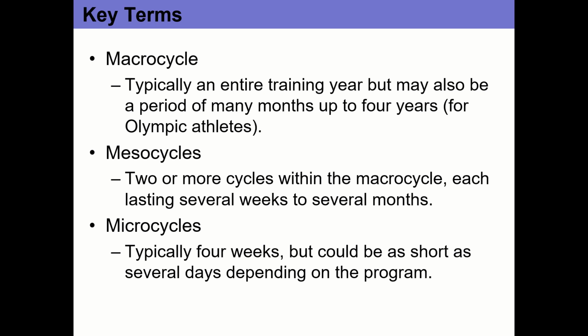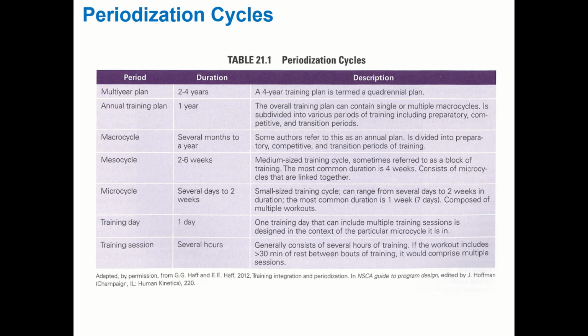Microcycles are typically a week, but in this case, they're going to say typically 4 weeks, but it can be as short as several days depending on the program. So the way that this schema is set up, the macrocycle is the year, the mesocycle is typically a few months, and the microcycle is typically a month, and then you have your daily training that falls within that. Here's a handy little graphic that says the same thing.